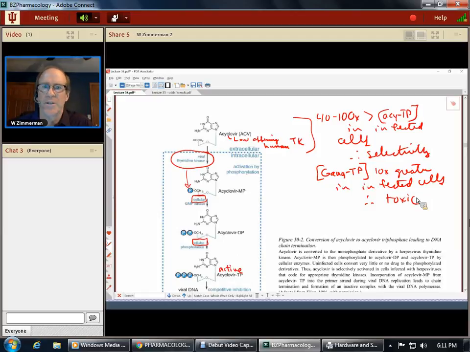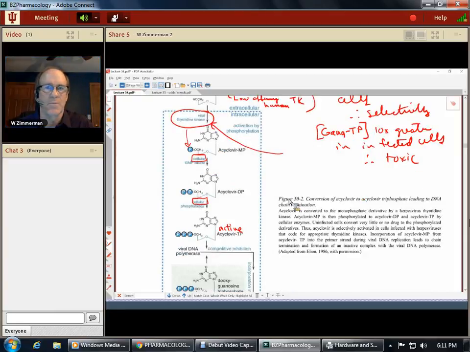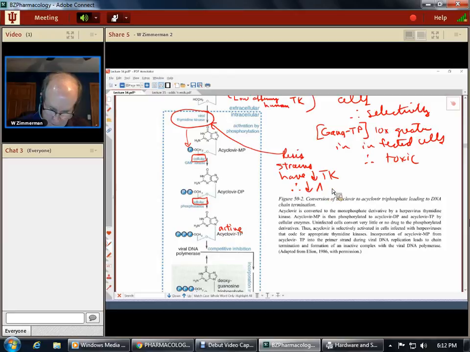Unfortunately, the virus gets resistant to this drug, as great as it is. We'll look at mechanisms, but one of the primary mechanisms is that resistant strains decrease the thymidine kinase. They use other scavenger pathways. And because of that, you have decreased acyclovir activation.